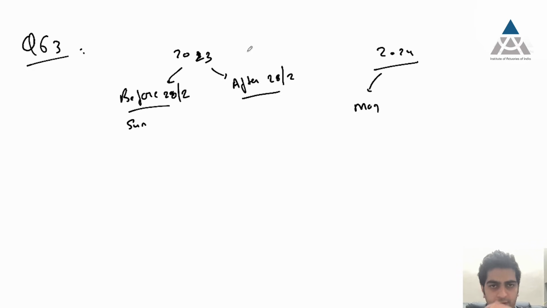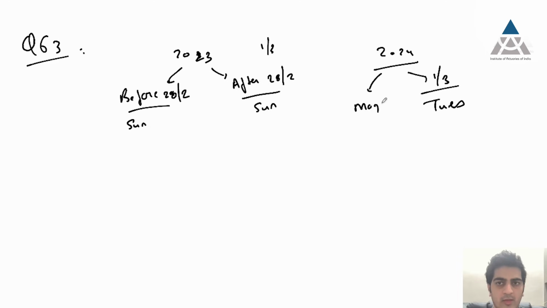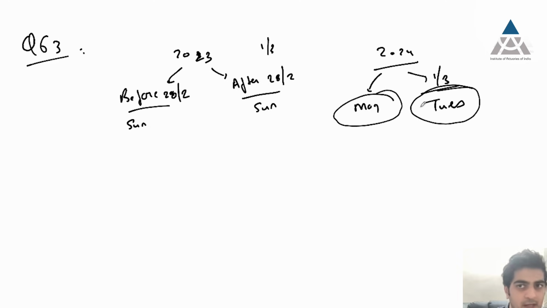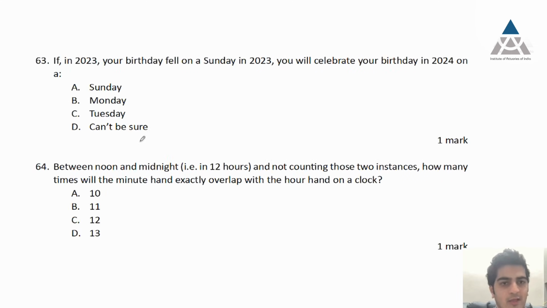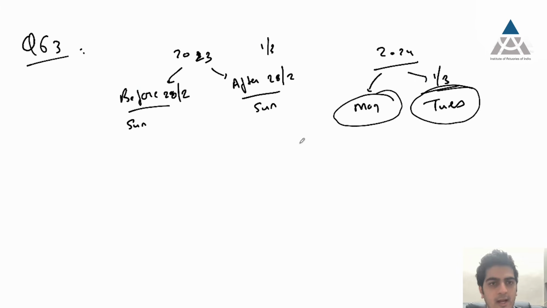Monday. However, if your birthday was, let's say, on 1st March in 2023, and that was a Sunday, in 2024 1st March will have an additional day in between, that is 29th February, and this will accordingly have become Tuesday. So your birthday could be on a Monday or a Tuesday, you cannot be sure because this is a leap year gap. So that is why the answer is very nicely D, that is you cannot be sure.